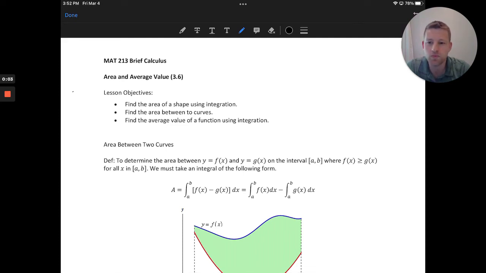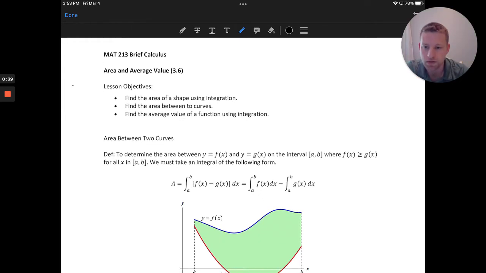Welcome. In this video, we will take a look at lesson 3.6, which is looking at area between two curves and average value of a function. So our objectives for this lesson are to consider finding the area in between or of a shape using integration, and usually that will come again in the form of the area between two curves or two functions in general. And then we have the objective of considering finding the average value of a function using an integration technique.